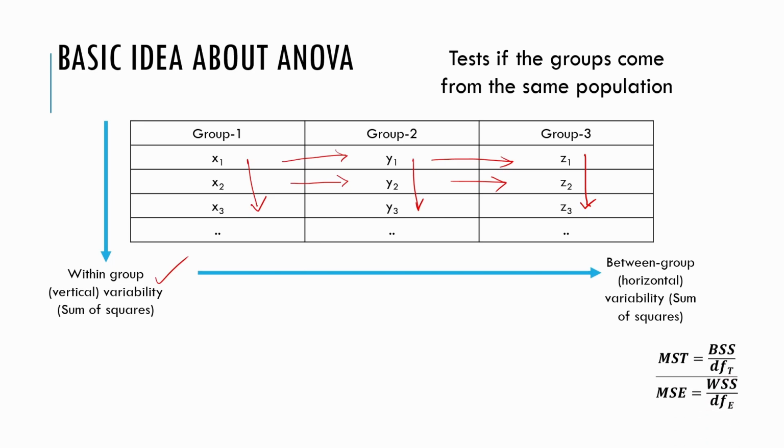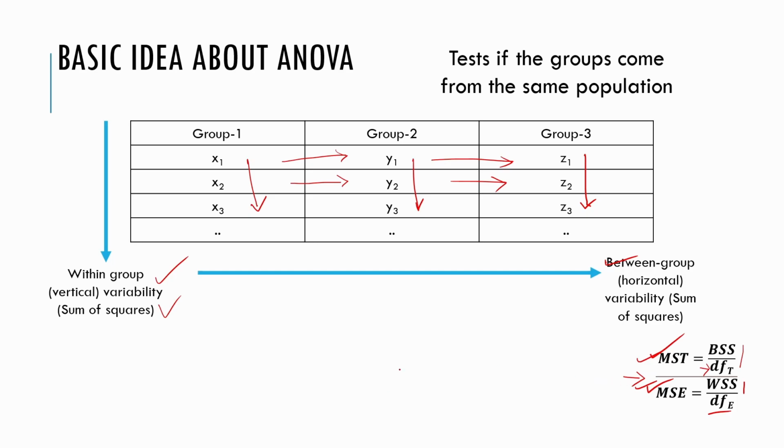Then in ANOVA, they will calculate the mean square of treatment and the mean square of error. What is the mean square of treatment? That is the between sum of squares, this value, divided by the degrees of freedom of treatment. And the within sum of squares, this value, is divided by the degrees of freedom of the errors. How to calculate the degrees of freedom, we will discuss at some later point of time, just by looking at the report. But in this way, these two mean squares are calculated, and this ratio is calculated.